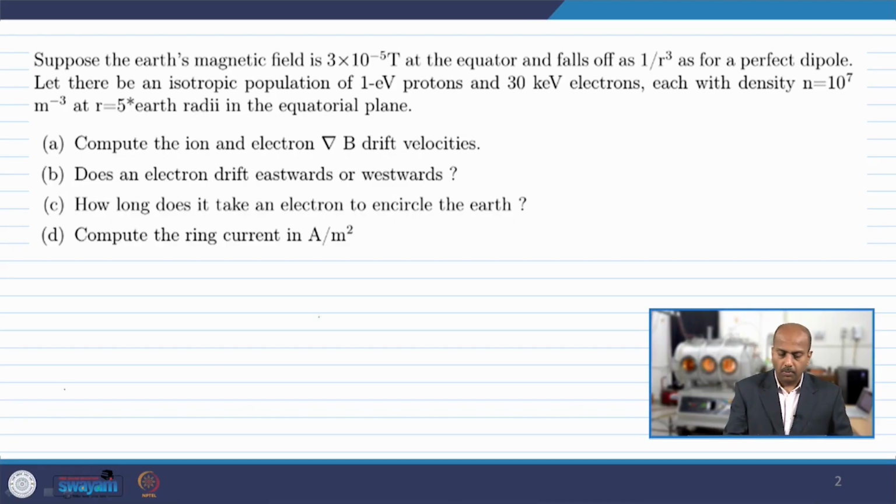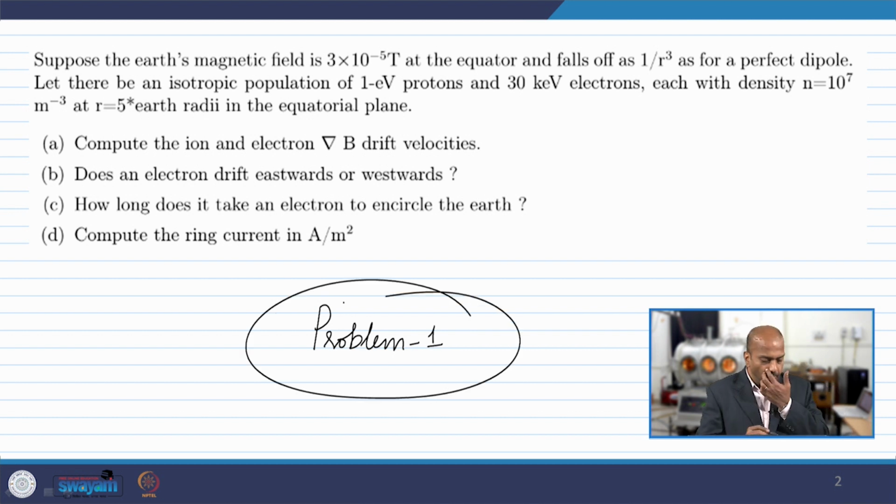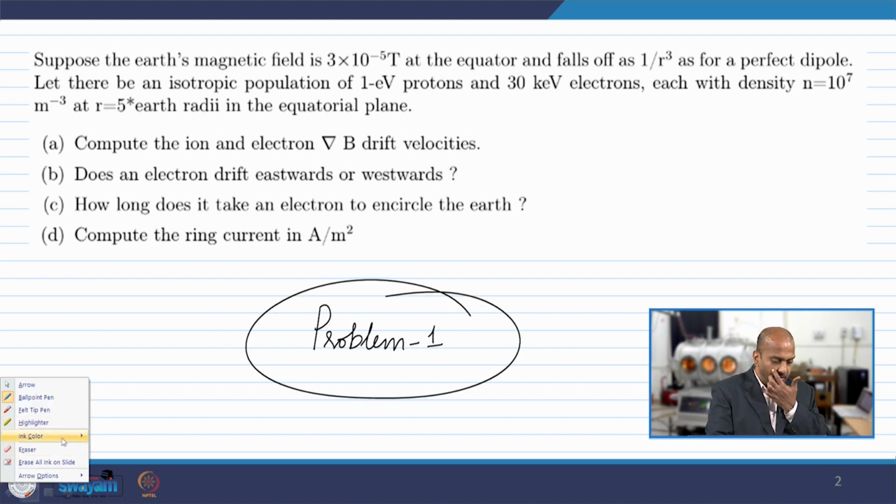Hello dear students. In today's class, we will try to solve some numerical problems based on plasma drifts, single particle theory. So, we will solve these numerical problems, and in the process we will also try to learn the underlying physics which is important for solving these problems. So, this is problem number 1. Let us see what this problem statement is and try to understand how we can solve it.